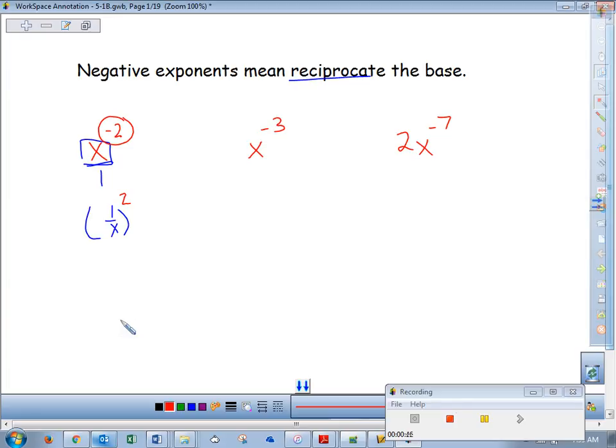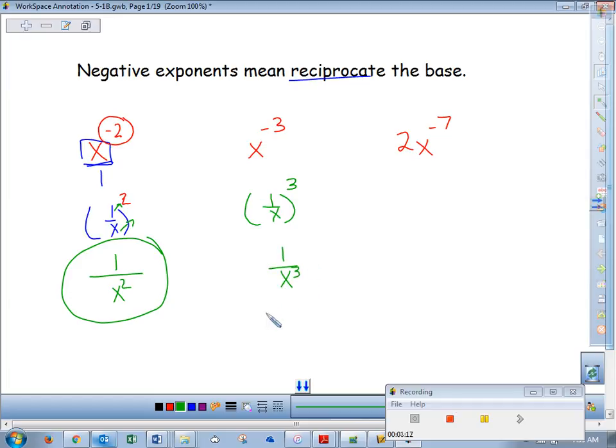All the negative part of the exponent means is please reciprocate the base. Then you'd square each thing, and you'd get 1 squared is 1, and x squared is x squared, and that'd be your final answer right there. If I did it here, I've got a negative exponent. I'd reciprocate the base, and now the exponent is a positive 3 instead of a negative 3. Then you cube each thing. 1 cubed is 1, and x cubed is x cubed.